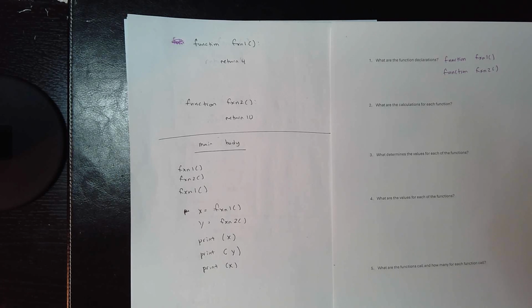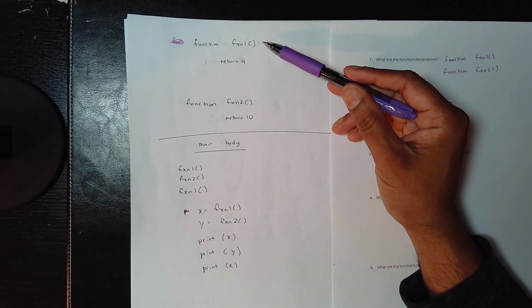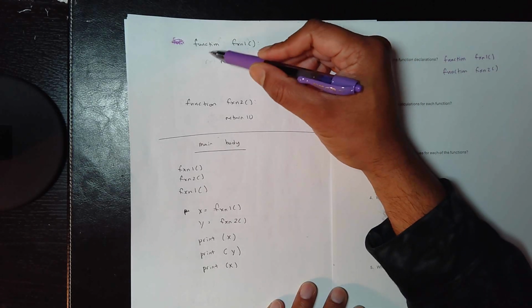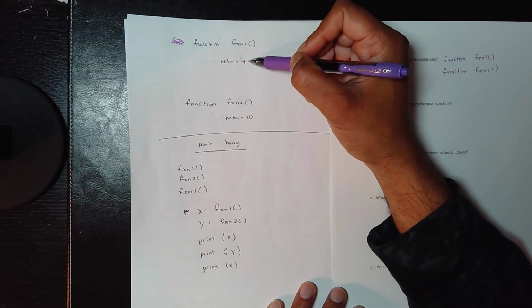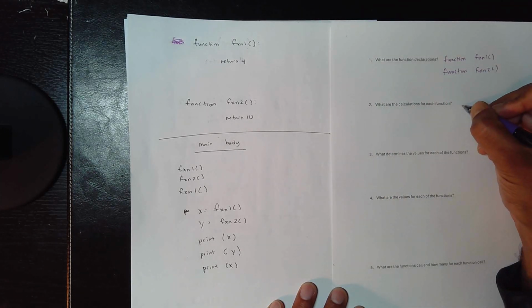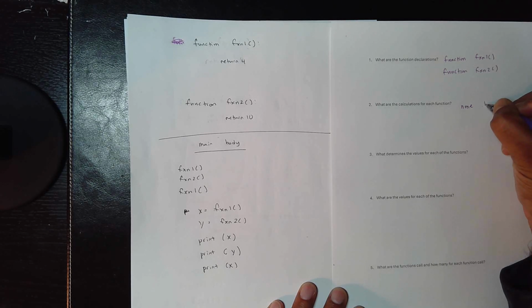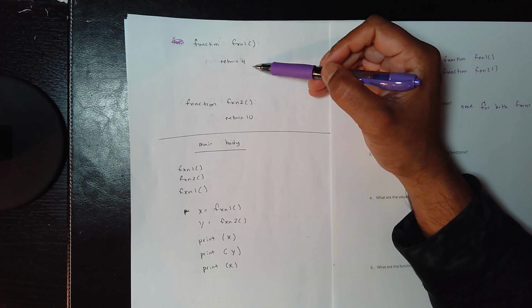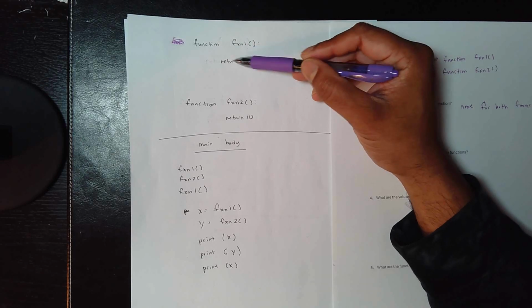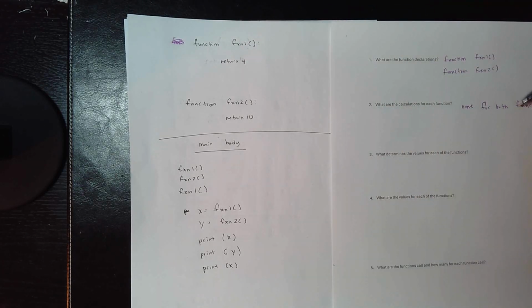What are the calculations in each function? So for each function, you have a declaration, you have a return, and the calculation in the middle. You're looking for what's in between the function and the return, and in the middle are calculations. There are none for both functions. Declaration, return, nothing in the middle. In the middle there are calculations, so in this case you have no calculations.